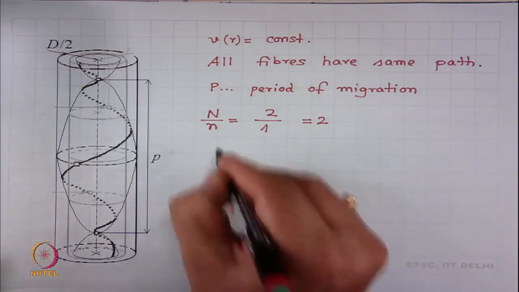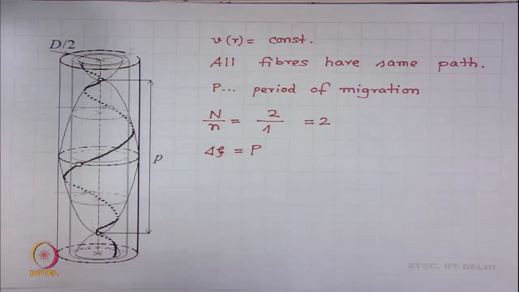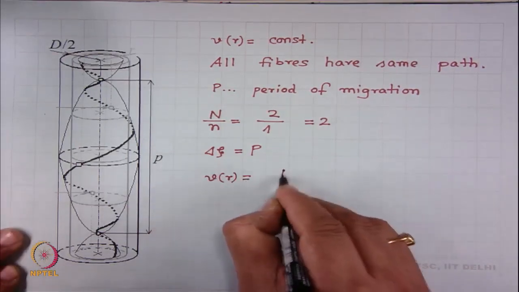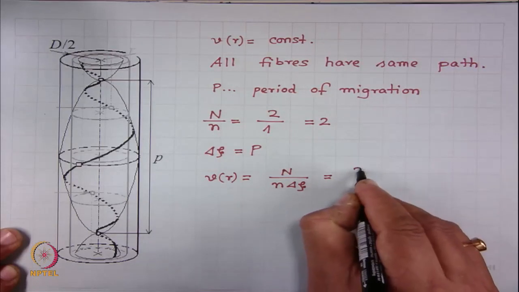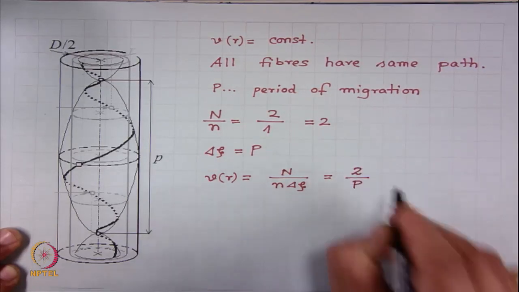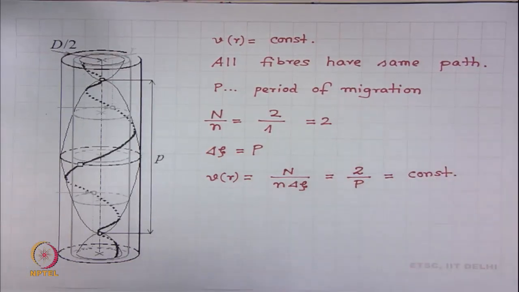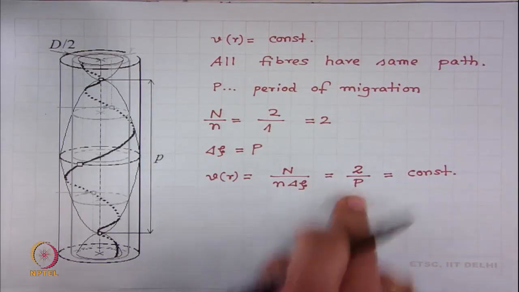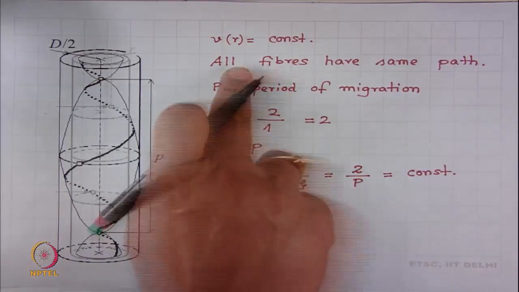right? Delta zeta is p, okay? So, what is your nu r? Nu r was capital N by small n into this. So, that is equal to 2 by p. This value is constant. All fibers will have same period. This is the interpretation of this assumption. Of course, it will be, because we assume all fibers have same path.